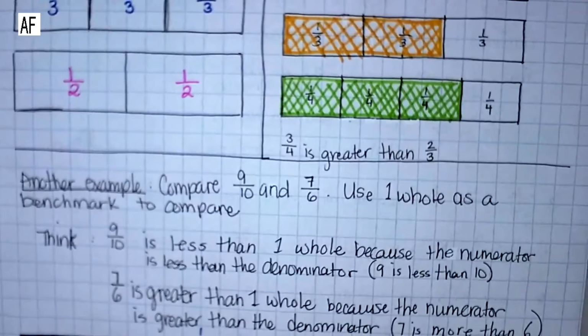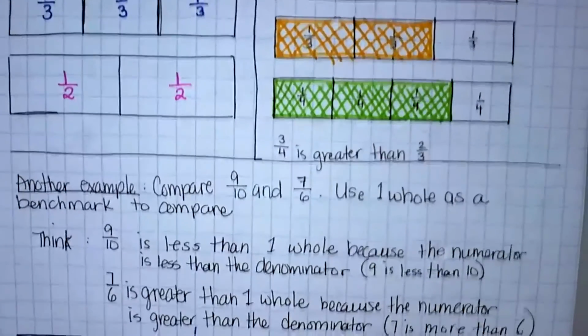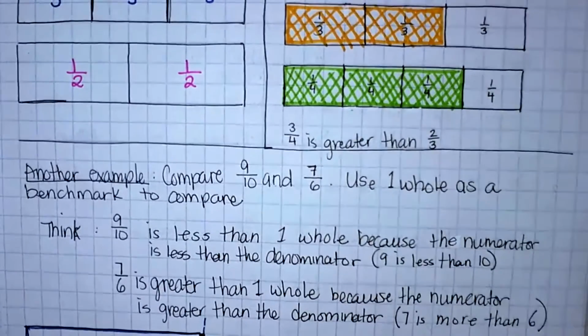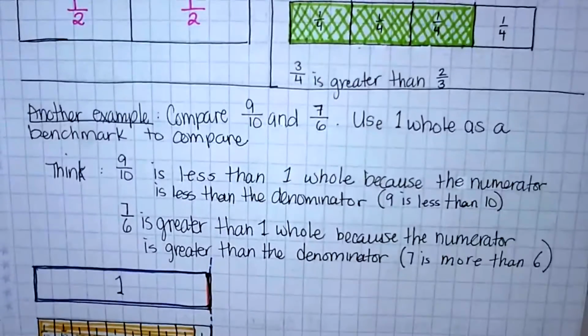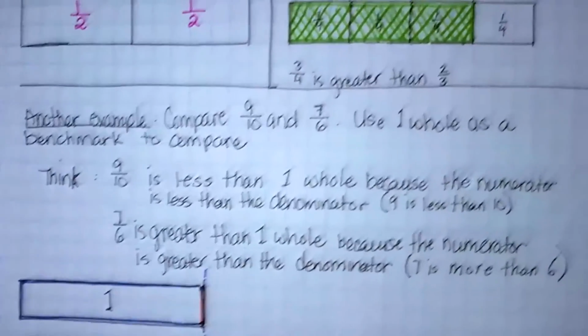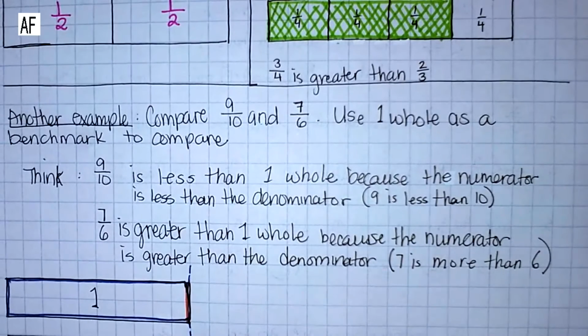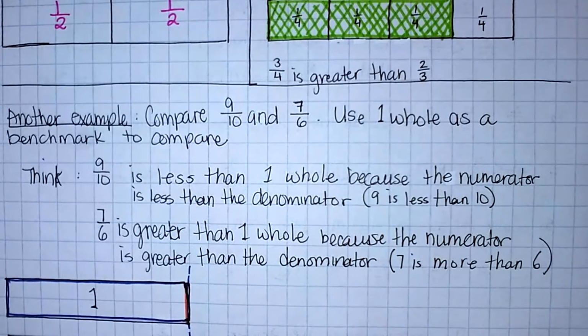Okay, so we're going to compare 9/10 and 7/6. So remember, your whole is the same size. All you're doing is figuring out the pieces that you've got. Are they equal to each other? Are they greater than or less than? You're going to do the comparison.